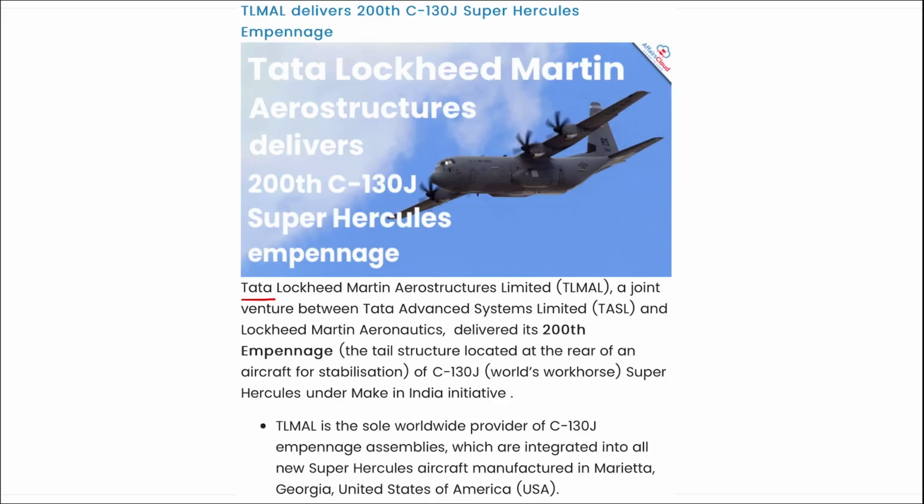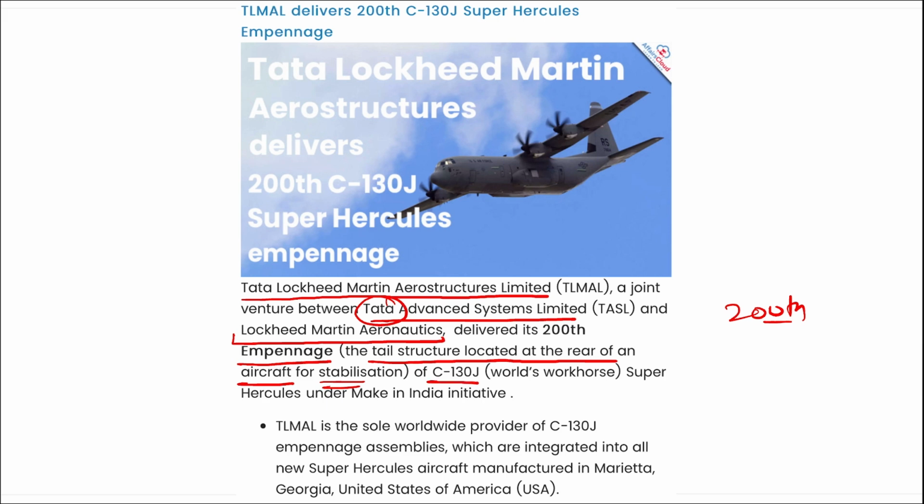Next is your Tata Lockheed Martin Aerostructures Limited. This is a joint venture between Tata Advanced Systems Limited and Lockheed Martin Aeronautics. They have delivered their 200th empennage, the tail structure located at the rear end of the aircraft for stabilization of the C-130J, the world's workhorse Super Hercules, under the Make in India initiative. So we are talking about a product that they have developed, the empennage, which is the tail structure located at the rear part of an aircraft for stabilization.